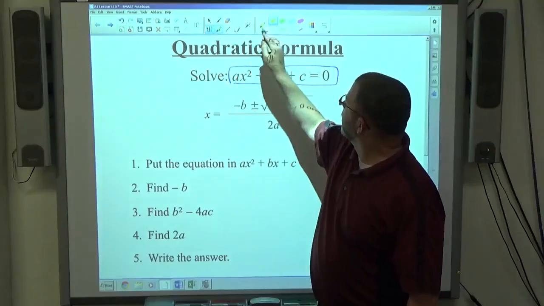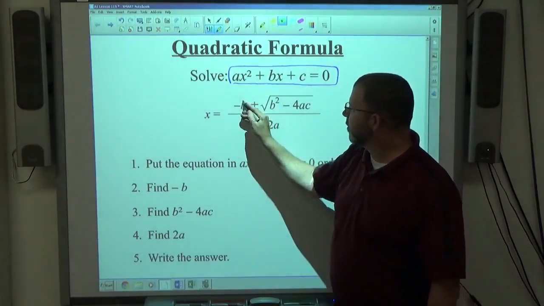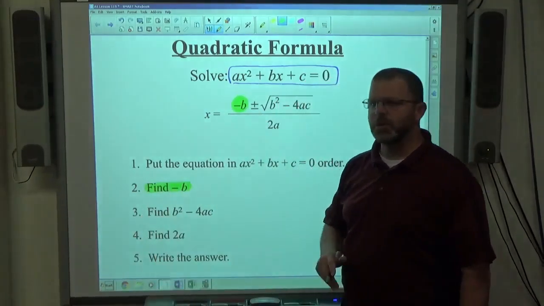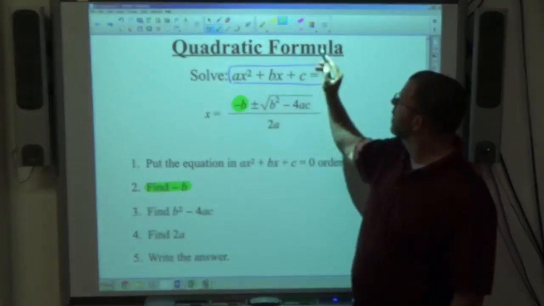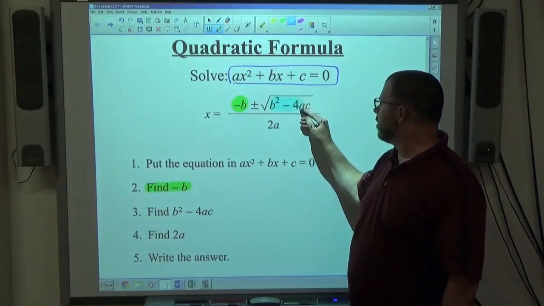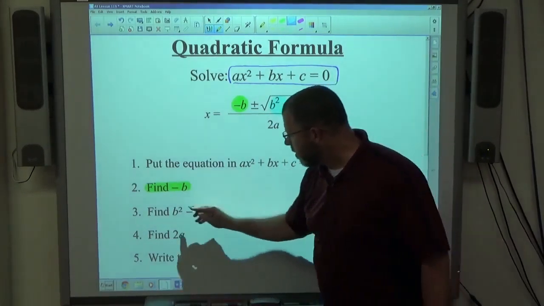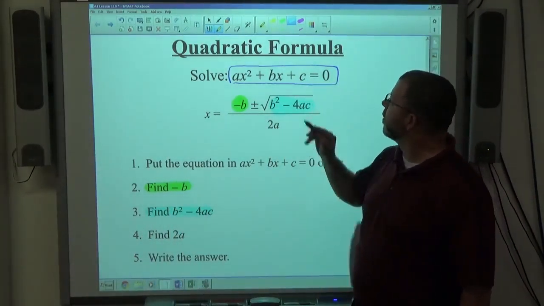And what I've done here was I've broken the formula into 3 distinct pieces. The first piece is right here, so that's what step 2 is, to find the opposite of b. So whatever number b is, you change its sign, that's all that thing is. Underneath the square root symbol, we have the square root of b squared minus 4ac. That's what you do next. You find b squared minus 4ac. That goes underneath the square root symbol.